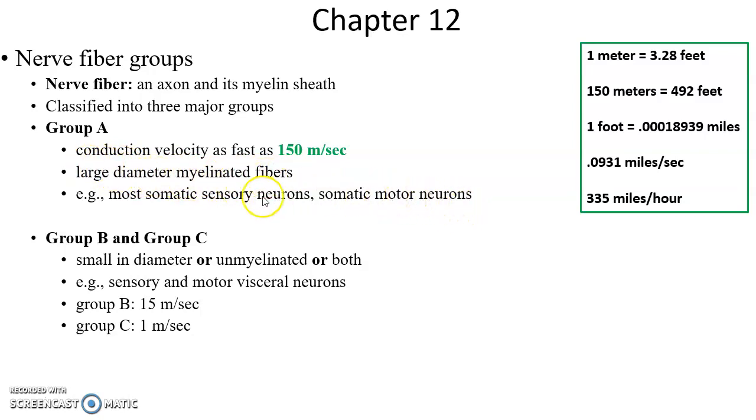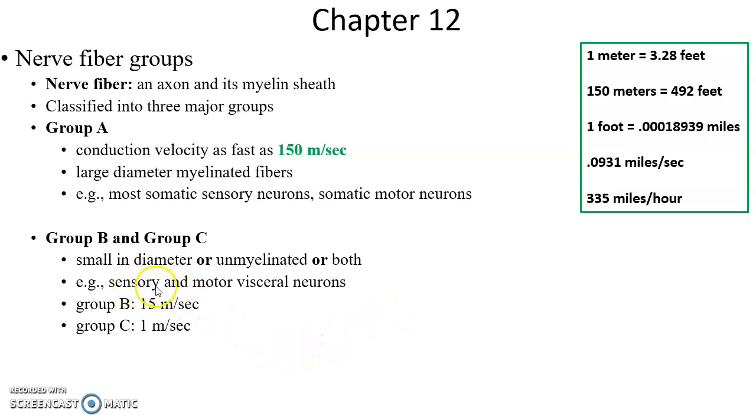And this is most common in somatic sensory neurons and somatic motor neurons. It makes sense because they have the longest axons, going from our fingers and toes to the spinal cord, for instance. And then group B and C either have a small diameter, or they're unmyelinated, or both.